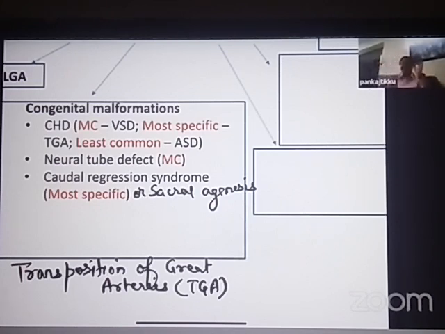So I am again repeating, please don't get confused. Most common organ system involved, cardiovascular system. Most common congenital heart disease, VSD. Most specific congenital heart disease, transposition of great arteries. Least common congenital heart disease, ASD, atrial septal defect. But the most common single complication is neural tube defect, and the most specific single complication is sacral agenesis or caudal regression syndrome.